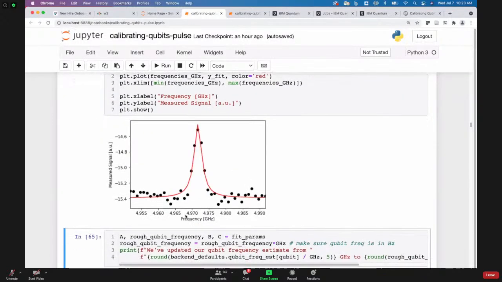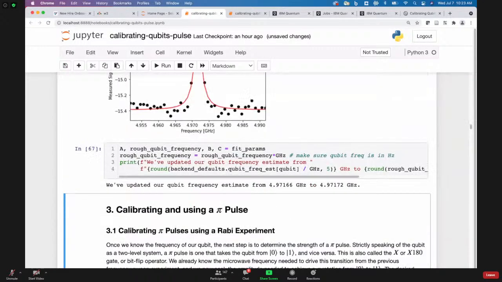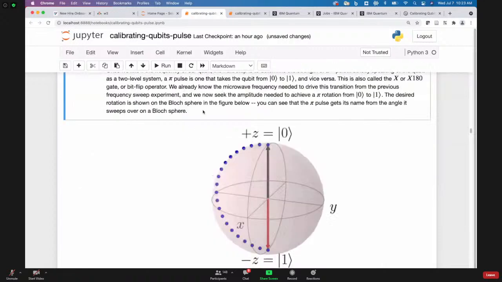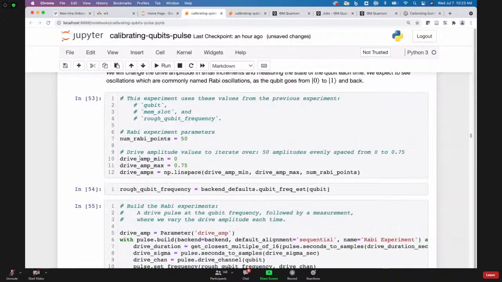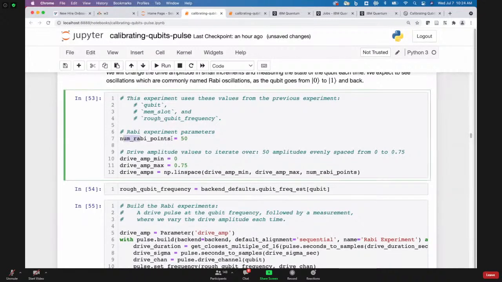Getting back to where we were. So we ran this fit. We saw that we had our qubit frequency here. And so now we've had the rough estimate, and now we're going to do these Rabi oscillations. So we set up to do the Rabi oscillations. What we're going to do is have 50 different points. We're going to start with an amplitude of 0, and then go to a max amplitude of 0.75. These are in arbitrary units.